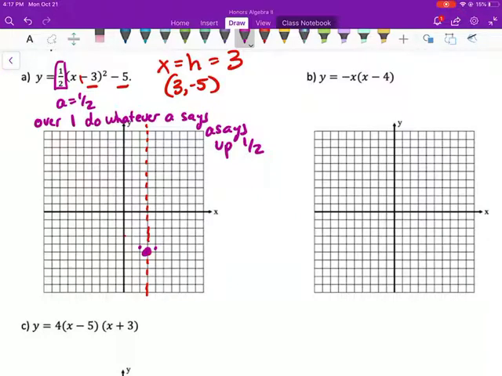I'm going to reflect that over on the other side. And I have another point. And then, because I'm lazy, all I'm going to do is graph it. And then I'm done.